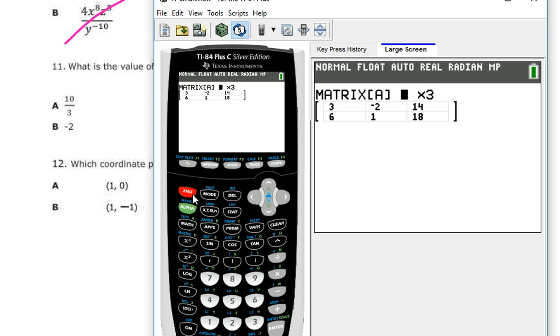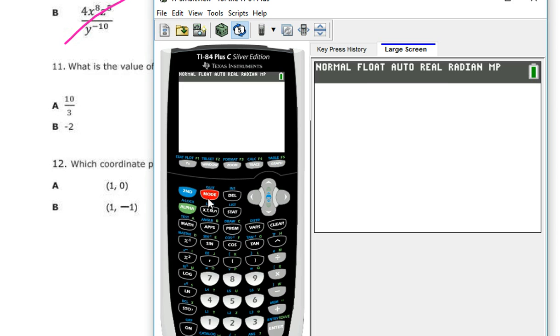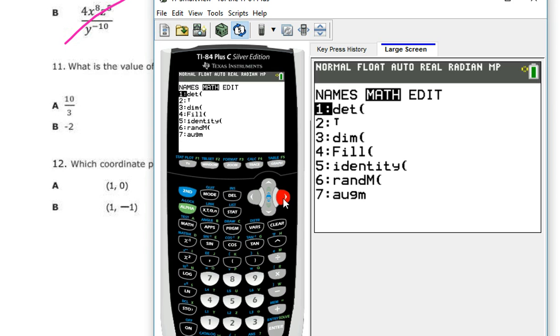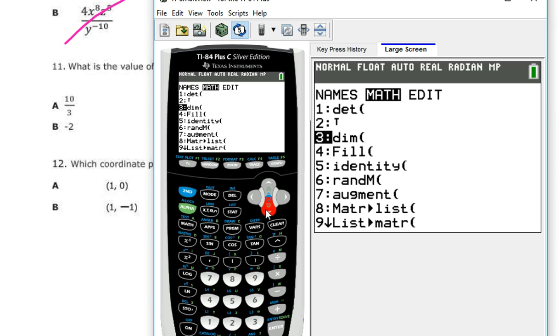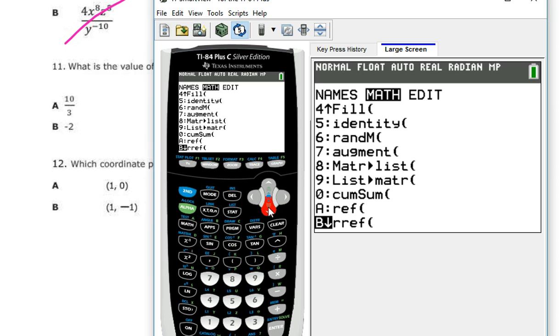So then I'm going to go back to second. Actually, I'm going to quit out of here and go back to the home screen. Now I'm going to go back into the matrix, and I want to go to math. Now, who remembers which one it is? Which one of those looks familiar? I think it's going to be down here. So scroll down a little bit. Remember, it's actually letter B, the one that says ref, with 2 R's.